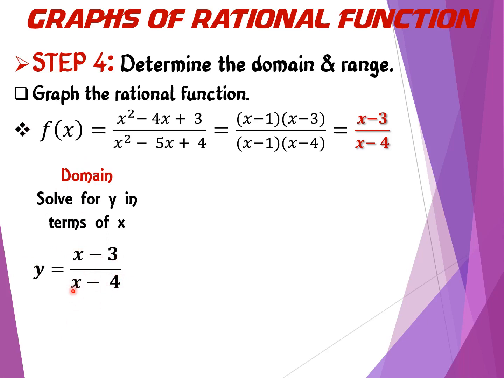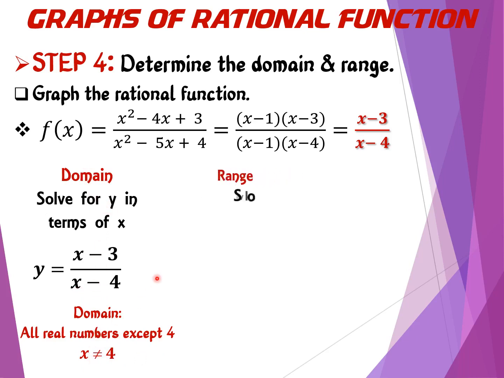We will look for the value of x that will make this undefined, and that will be the restriction. So, equating x minus 4, which is also your vertical asymptote, guys, to zero, the domain is all real numbers except 4, or in symbol, x is not equal to 4. So, any number could be a value of x except 4. This is how you find the domain.